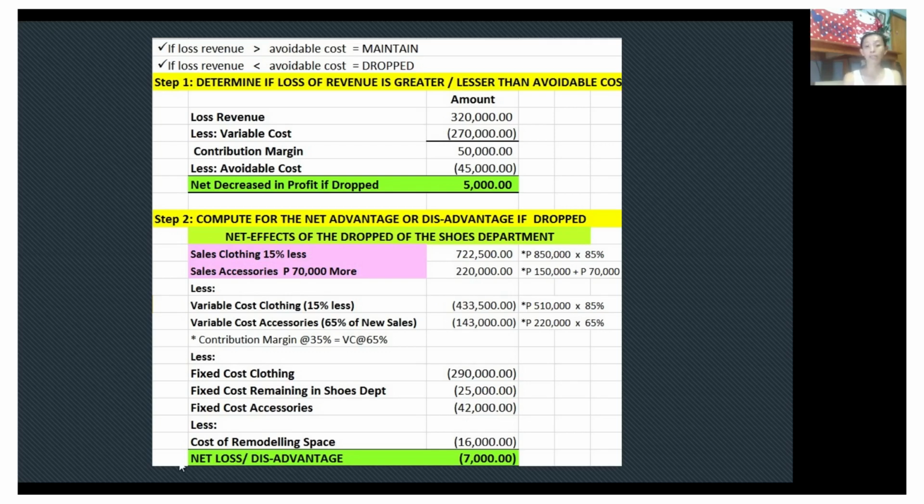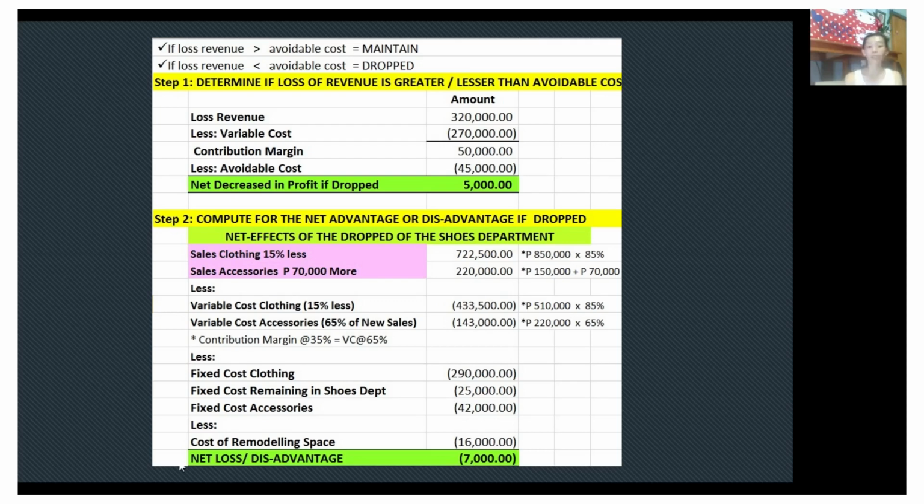So wala na tayo variable cost sa shoes because variable cost depends on the number of production or the number of products produced or services rendered. Pero wala naman si shoes, wala naman siya ka-operate, so wala na yung variable cost. Let's go with the fixed cost.